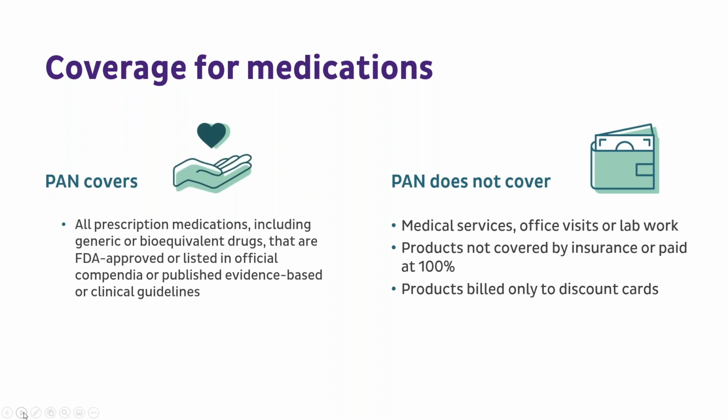Now that you know what PAN covers, I think it's also important to briefly touch upon what is not covered, since we receive a lot of requests for payments for these products and services. First, PAN is considered what's called a payer of last resort. This means that we pay the patient's responsibility or their out-of-pocket costs after the insurance makes a payment. Therefore, we do not reimburse for any medication which is covered at 100% by the health insurance, or medication that the insurance did not make any payment on.